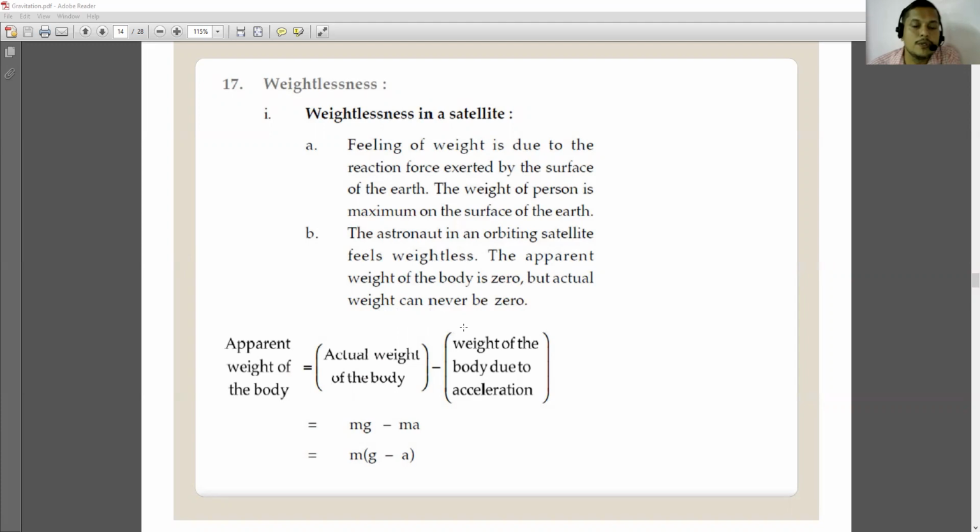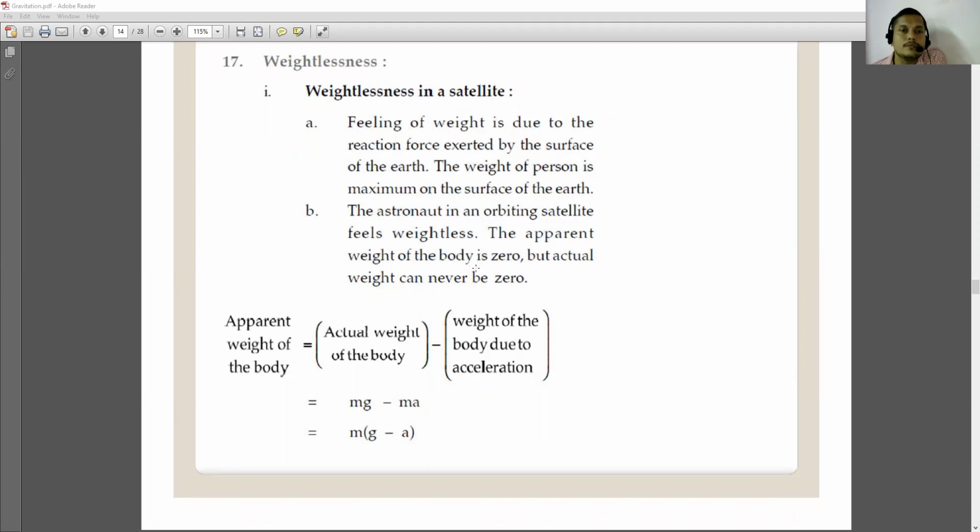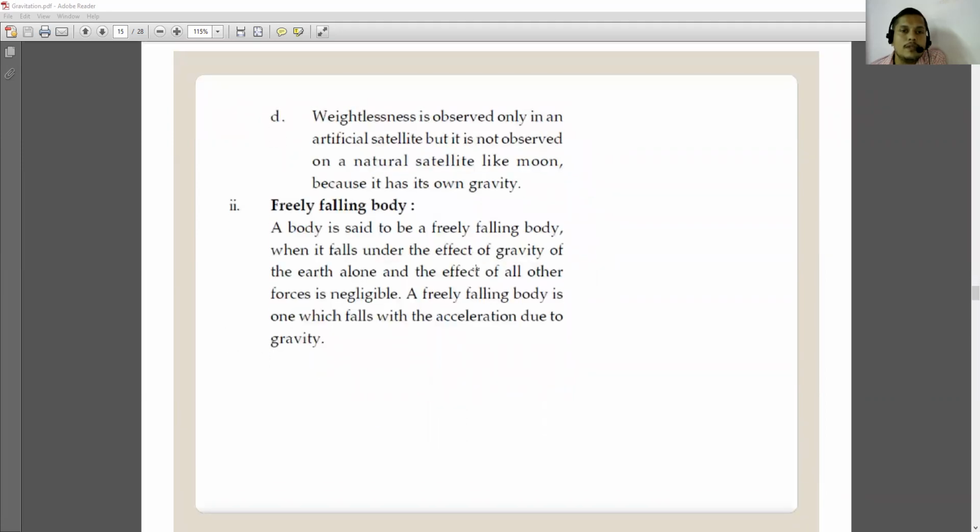So here, due to that state where gravity works less, and if we achieve that condition, then weightlessness in satellite is observed or experienced. Weightlessness is observed only in an artificial satellite, but it is not observed on a natural satellite like Moon because it has its own gravity.